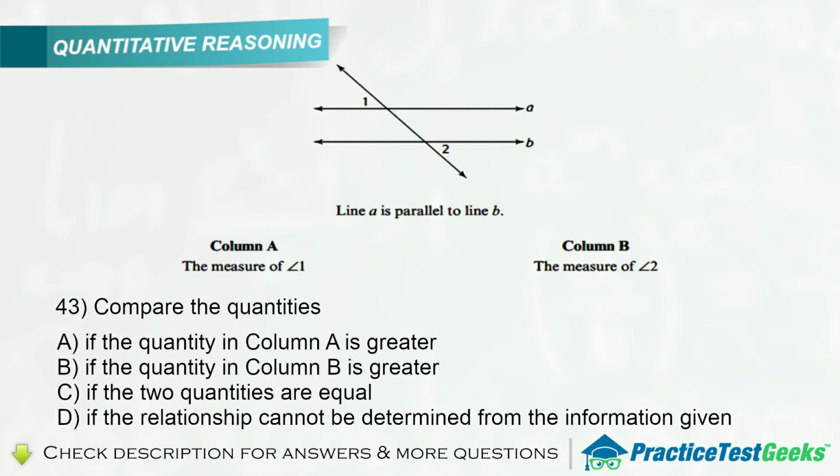B. If the quantity in column B is greater. C. If the two quantities are equal. D. If the relationship cannot be determined from the information given.